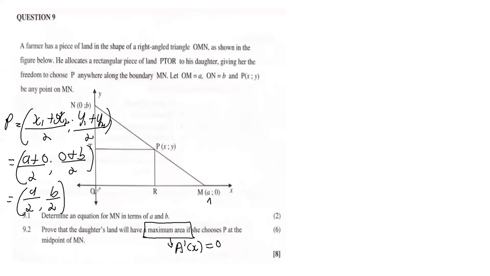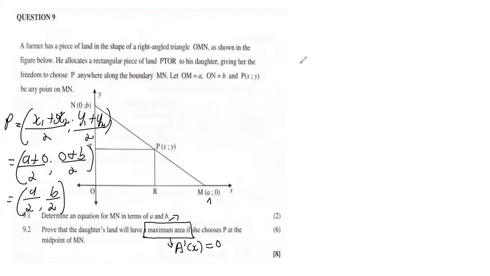And if we do find the same coordinates, remember here we are trying to find the maximum area. So the coordinates that we will find are the coordinates that will give us the maximum area. So now if we find exactly the same coordinates using this concept here, that means it is true that the maximum area will occur if the daughter chooses P at the midpoint of MN, right? So I hope it makes sense. Now, this is what we have.